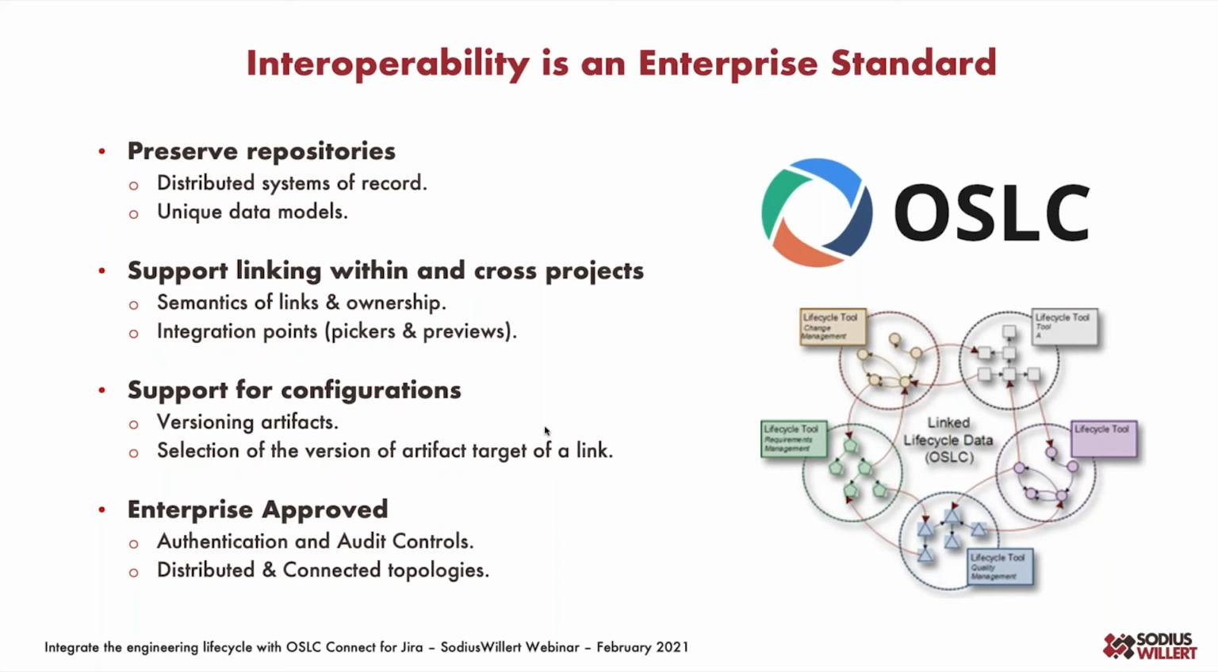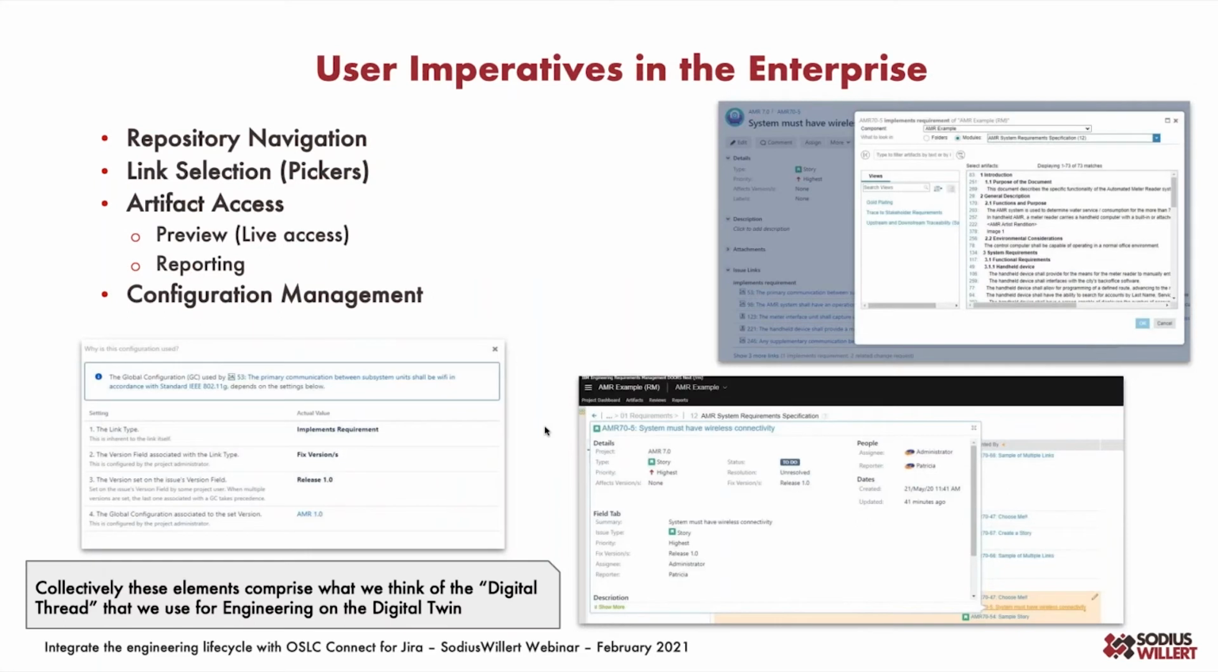And the whole goal of this is to be enterprise approved. So being able to make sure that we know who has access to data, when they have access to data, having this distributed and connected topologies, those are all important to us. We're using web standards, so we might have people that are using a cloud-based platform for Jira, they might be using a local-based platform for their ELM environment, some other environment for their DOORS environment. This standard is flexible to that. Those are all kind of the standard type things.